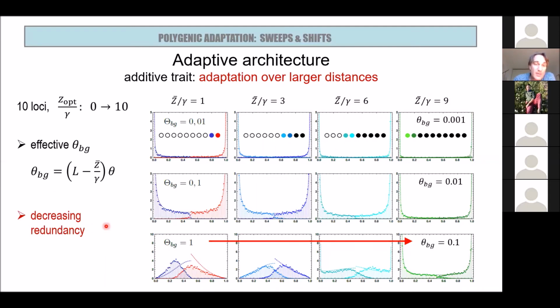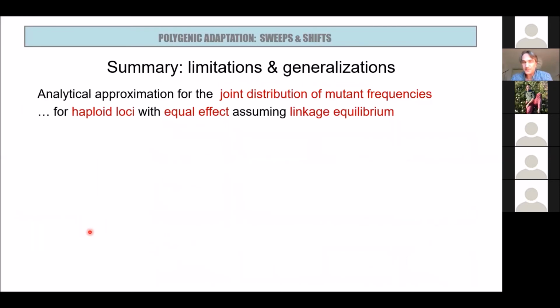And therefore parents, as we walk along, increase this trait mean ever more. We sort of run out of adaptive material slowly, and then patterns that are initially more shift-like get more and more sweep-like. So this is what we see. All right. And now already, let me summarize what we've seen.